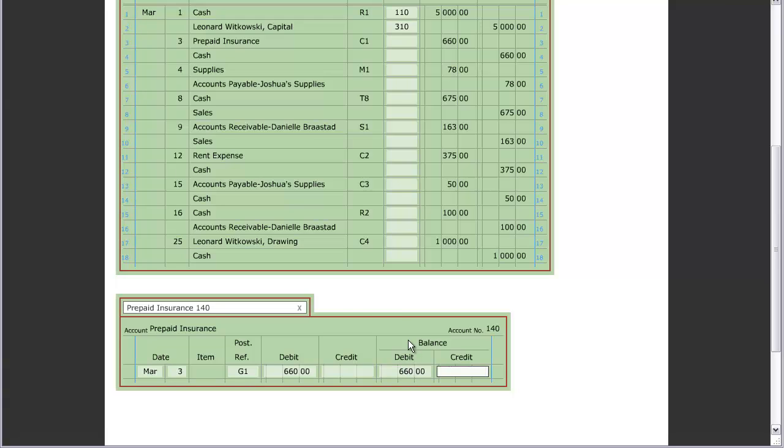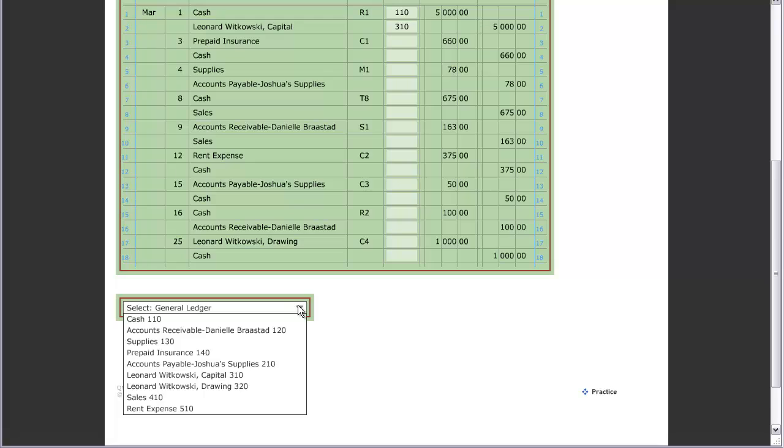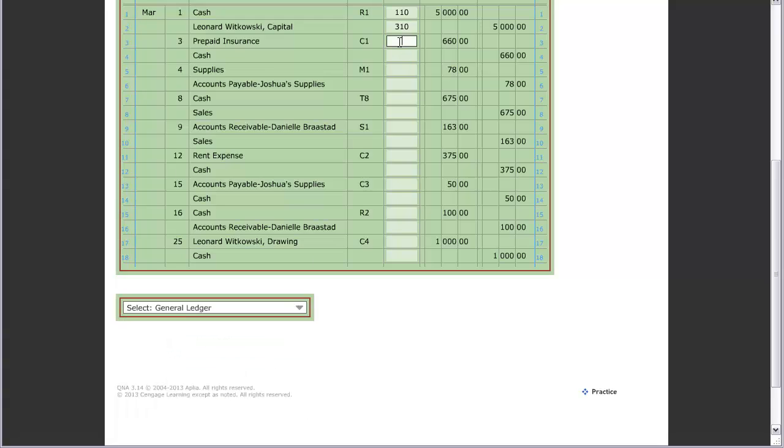Okay, one more thing I need to show, and then I'll let you go. I won't do all of these on the video because it'd be a 20-minute video, and you get the point after a few of them. So let's go back to, oops, I didn't do my posting reference on the journal. That would be prepaid insurance, $140, right there.